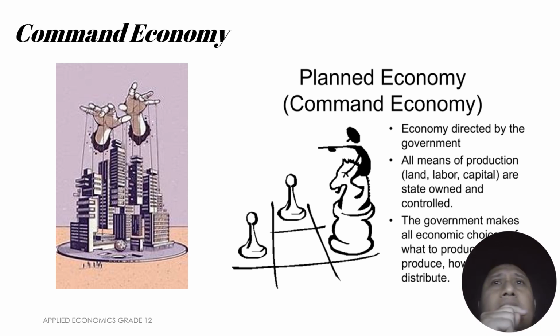So in other words, the land is mine. You use it if I want you to use it. You work as construction worker, no other work. That's the only work available. You have no choice. They dictate the means of production. The government makes all economic choices of what to produce, when, how to produce, and to whom it's going to be sold. Dictatorship. That's command economy, also known as planned economy.